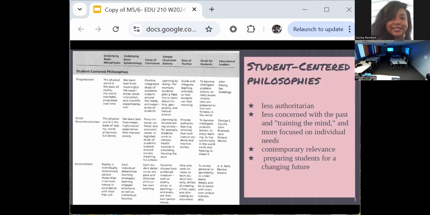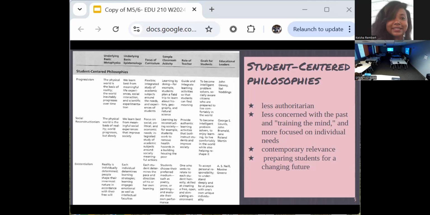So remember, the perennialists were kind of stuck in the classics. And progressives believe, again, like that root word progress, that things change over time, that there's an evolution of things over time. And when it comes to learning, they believe that we learn best from meaningful life experiences, from social interaction. So if you were in a progressive classroom, you might have a lot of group activities, and also from scientific experimentation. When we think about a curriculum related to progressivism, it's flexible. It integrates a study of academic subjects around the needs and experience of students. The role of the teacher, again, is to act as a guide and to integrate learning activities so that students really can find the meaning for themselves.